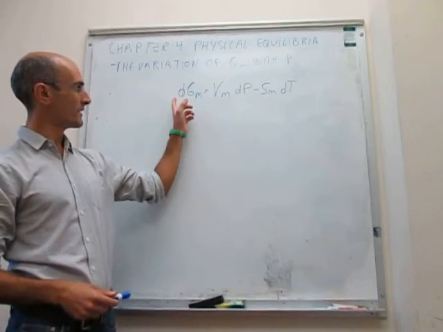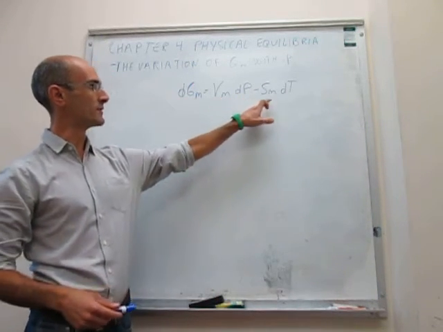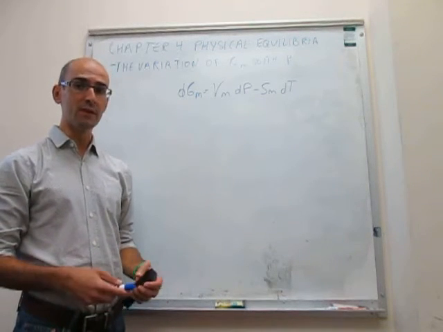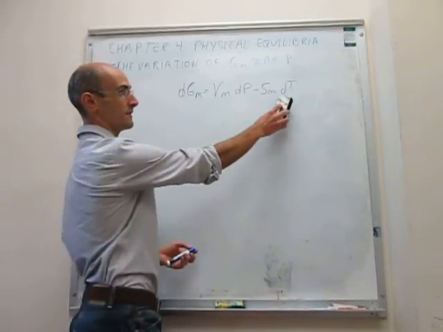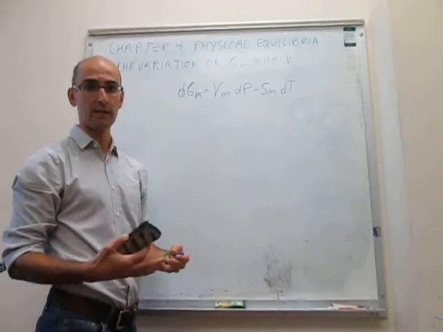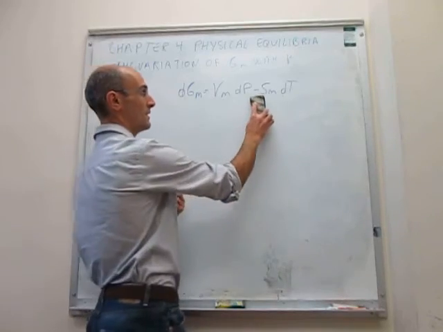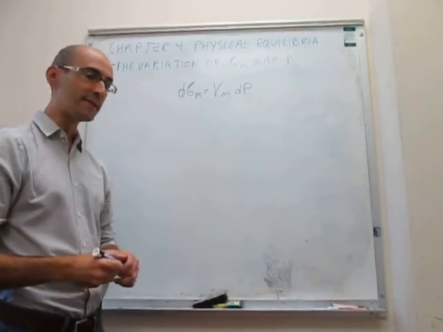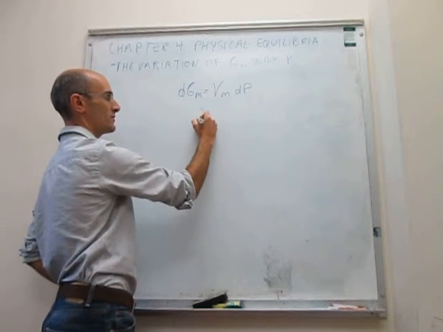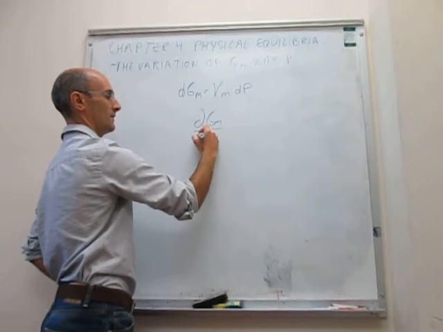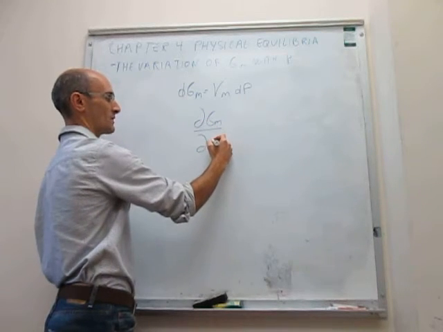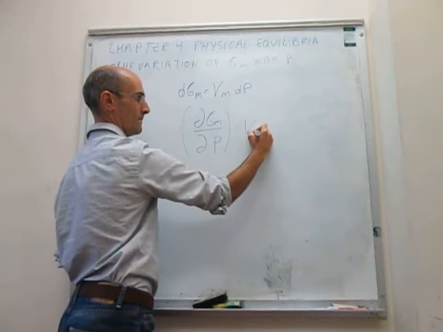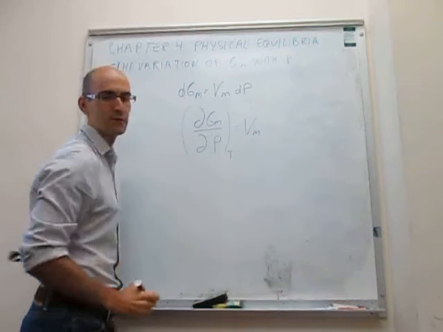This is the general expression for the dependence of the Gibbs energy on pressure and temperature, but to focus exclusively on pressure, we're just going to make the temperature constant, and what that means is that the differential of T will be 0, and then we can erase this term. Another way to write this dependence of the molar Gibbs energy on pressure is to simply say the following. The first derivative of the molar Gibbs energy with respect to pressure is going to be equal to the molar volume, V sub m, but this is at constant temperature.